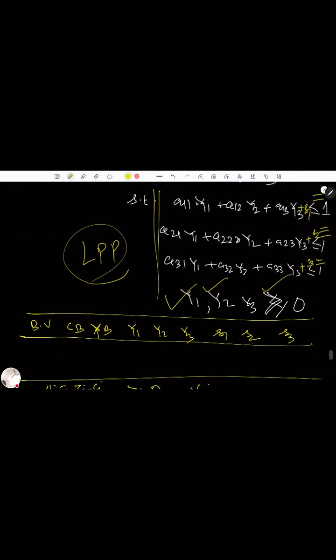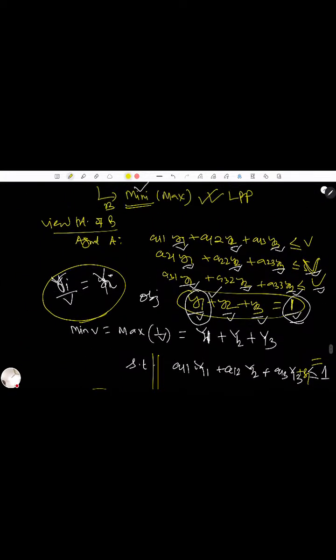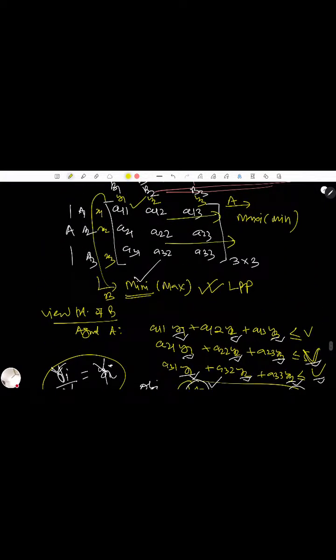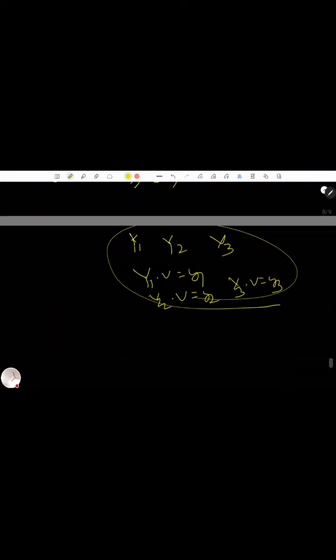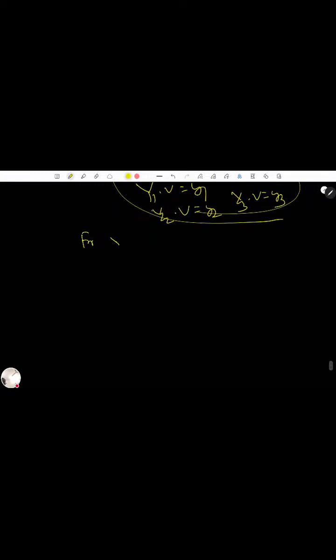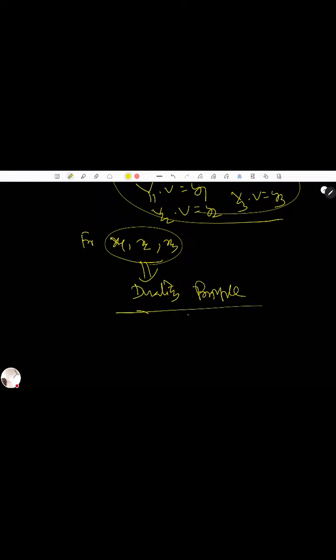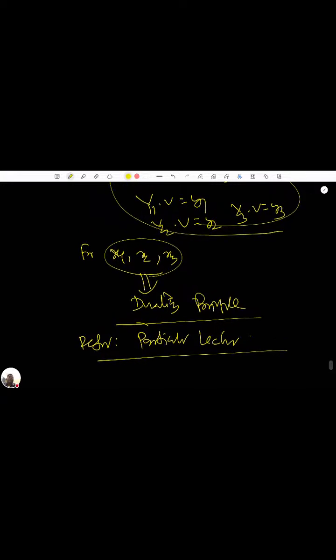Now from the viewpoint of A, for x1, x2, x3, we have our principle of duality. For your x1, x2 and x3, we use the duality principle. So you should refer to my individual lecture, the particular lecture for this. I think this one short video will help you to understand the entire thing in a single shot.